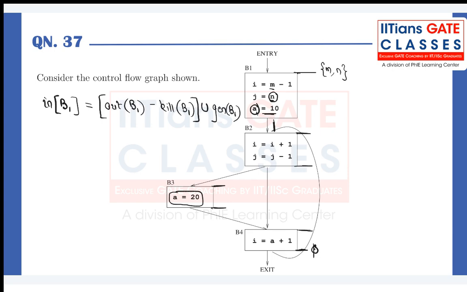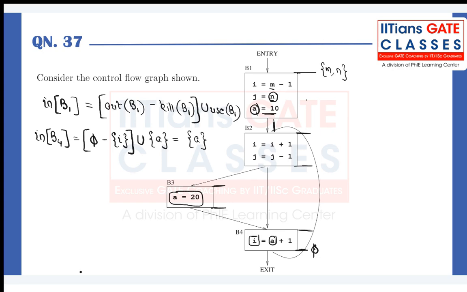So look at in of B4. Out of B4 is 5. What are you killing in B4? If the I was coming from somewhere up above, you are killing that definition of I by redefining I inside here. So you are killing I. Union, what are you using? Generating means, in this case, what are you using? So let me write this as using, maybe that will cause less confusion. What variables are you using? If you look carefully, you are using A. So this is nothing but A.